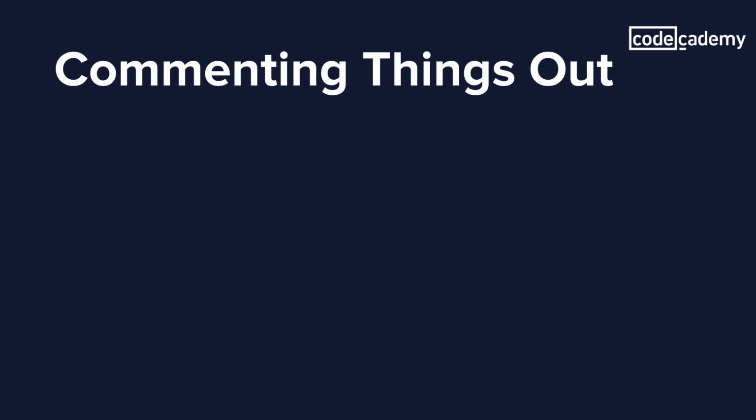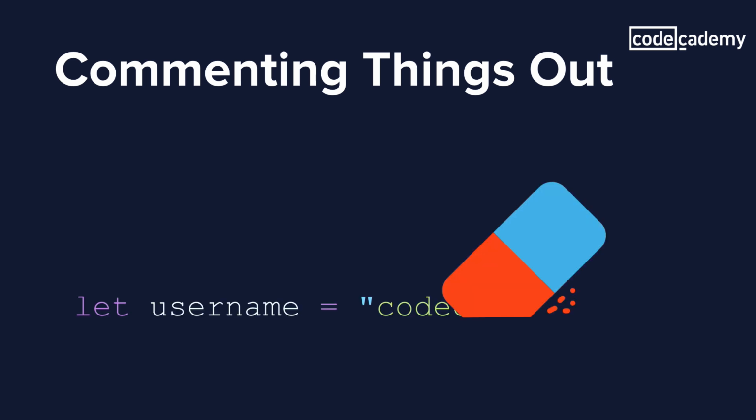The third way of debugging your program would be commenting things out. And this is one of my favorite debugging methods, which is commenting out code that you think might be a problem.